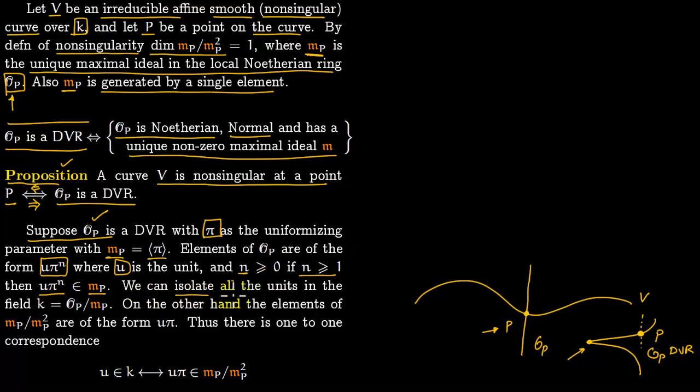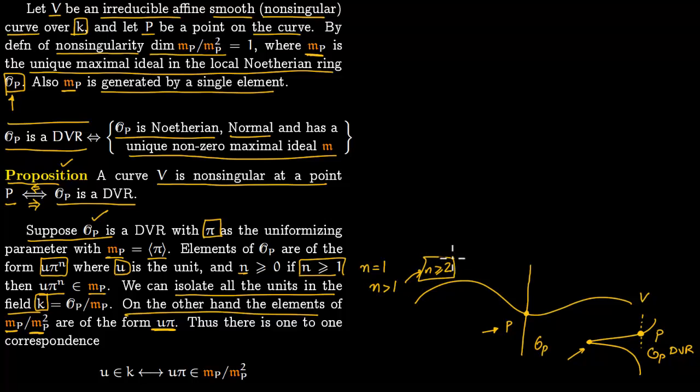Now you can isolate all the units in this field. From O of P you modulo out the maximal ideal. The residue you get is a field, but this will just consist of these U's, the units, because you're taking all the pi's out. So whatever you're left with is units. On the other hand, if you consider the elements of MP modulo MP square, these are just of the form U pi, because you are killing all the higher powers. So we are just keeping n equal to 1, and powers n greater than 1, which you can rewrite as n greater or equal to 2 because n is an integer.